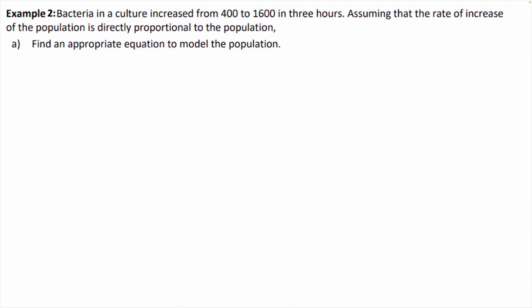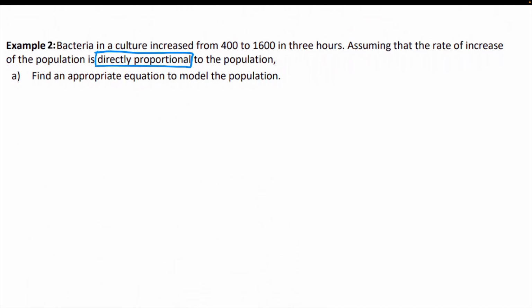Okay, so the first one, bacteria. Bacteria in a culture increased from 400 to 1,600 in 3 hours. Assuming that the rate of increase of the population is, here's our buzzwords, here's our phrase, directly proportional. That means we're going to use exponential growth and decay for the population.